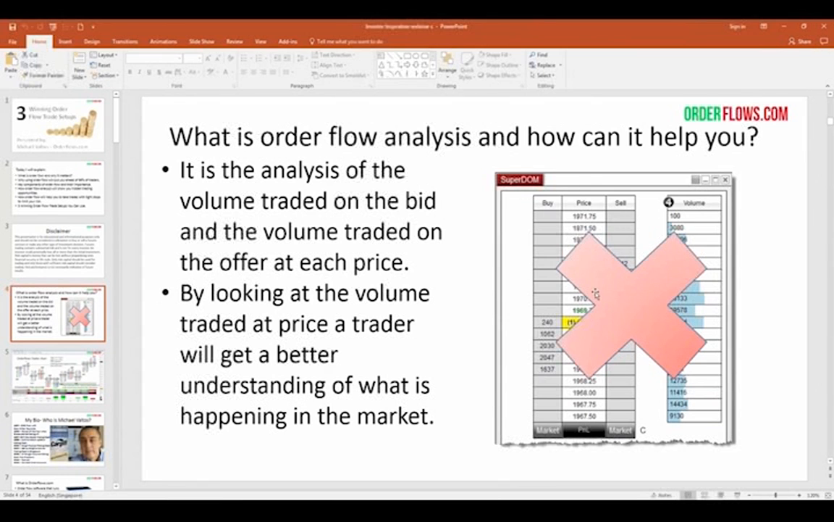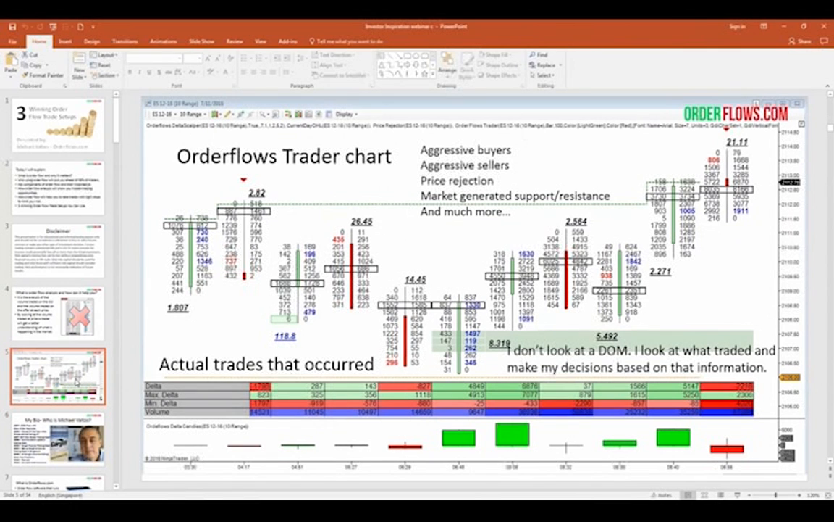This is the NinjaTrader Dome. I have an X over it. A lot of people argue that order flow trading is trading with the dome. I use a volume footprint chart, and I'll get into why I prefer a volume footprint chart over a dome. I've looked at a dome for a good 20 years of my trading career, and honestly, what's more important to me is what's actually traded in the market, not bids and offers being placed above or below the market price.